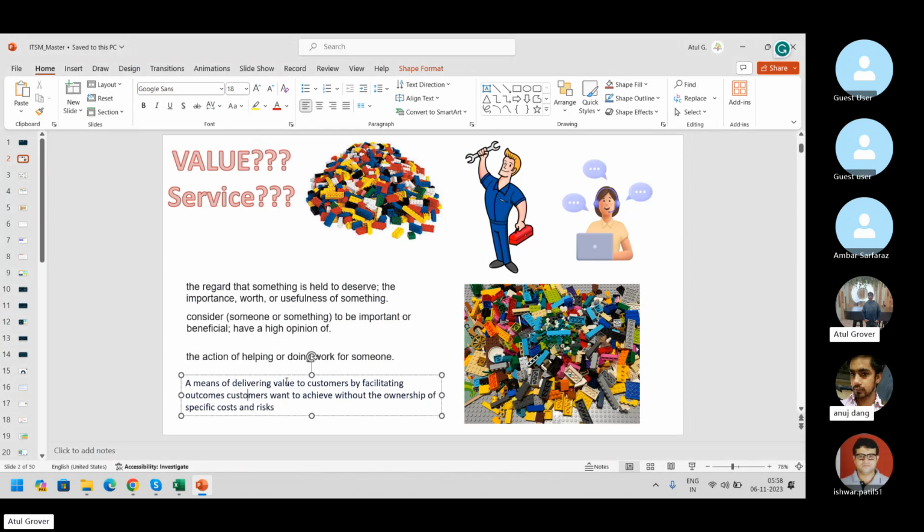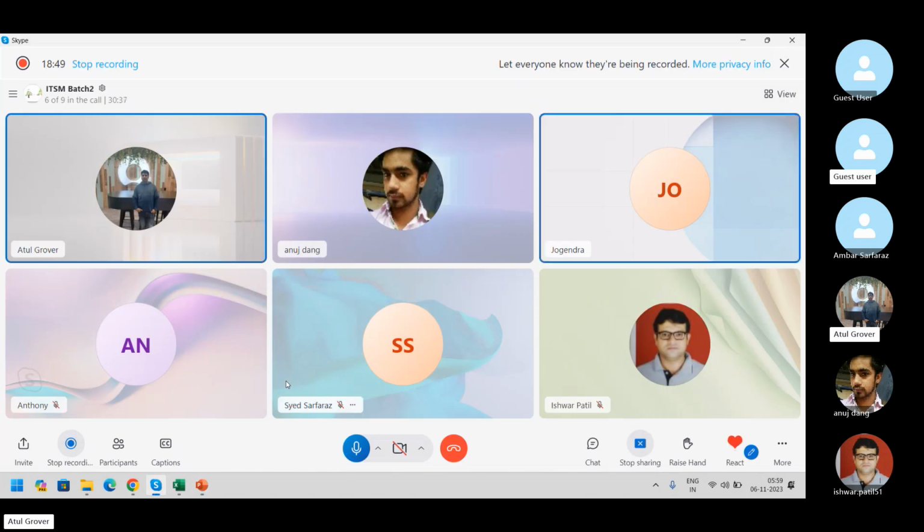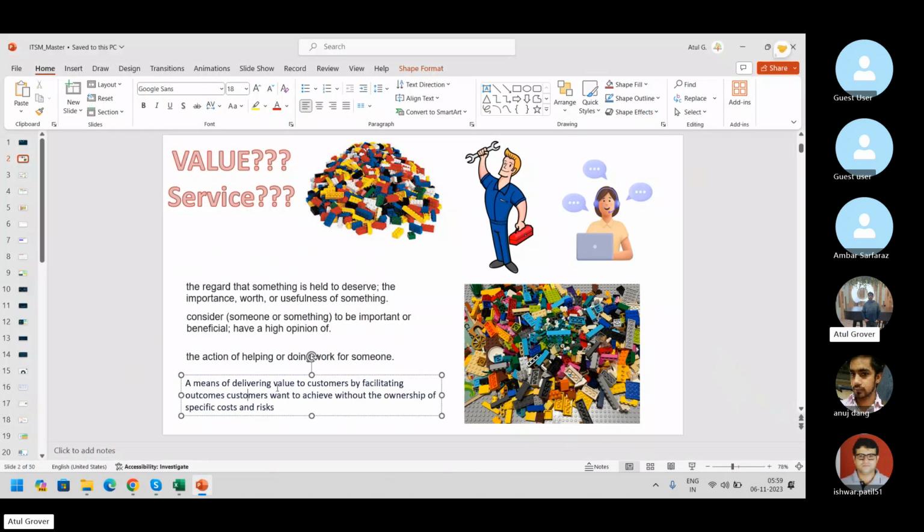If I say, for me, you are my customer at this point of time. And it is a means of how I'm delivering the value: by speaking the words, by sharing the knowledge, by teaching the things. I generally avoid the word teaching because teaching is a very big term. But I say I am sharing knowledge with you because you want to achieve a value. Delivering value to the customer by facilitating the outcome the customer wants to achieve.